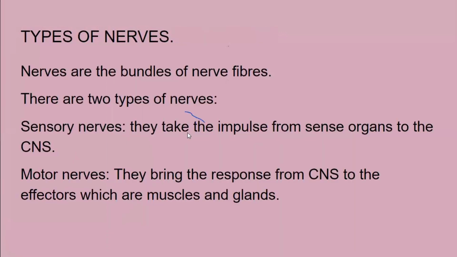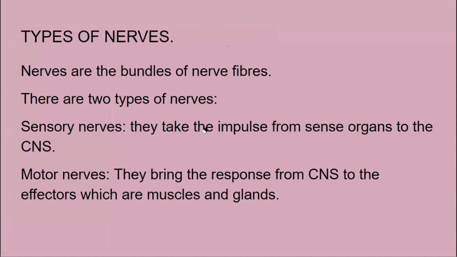So the sensory nerves are the nerves which take the impulse. What is the meaning of impulse? Any change which is taking place in your surrounding. Temperature is changing, you are touching a hot object, you have stepped on a broken piece of glass. A bright light is falling in your eyes, you will blink. A very loud noise is going to your ear. So these are all the changes which are taking place in the surrounding.